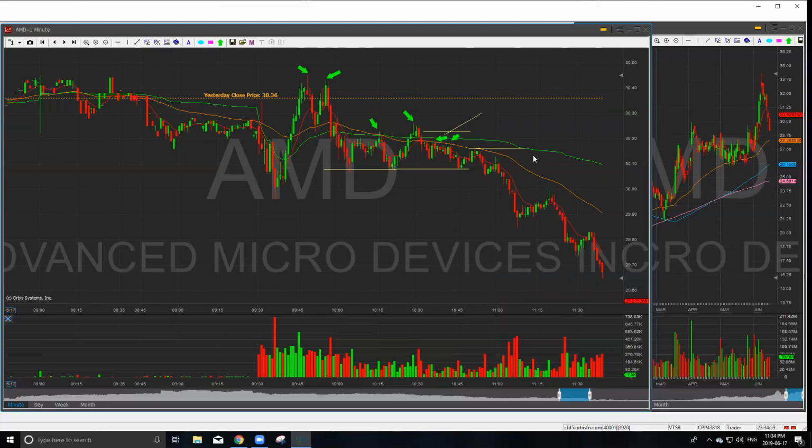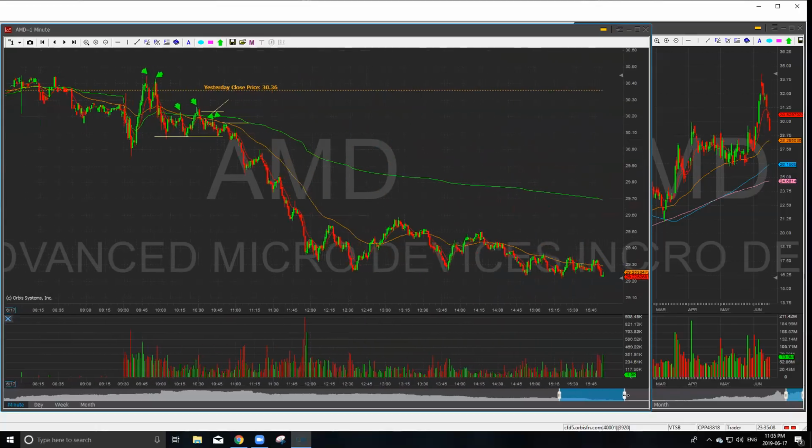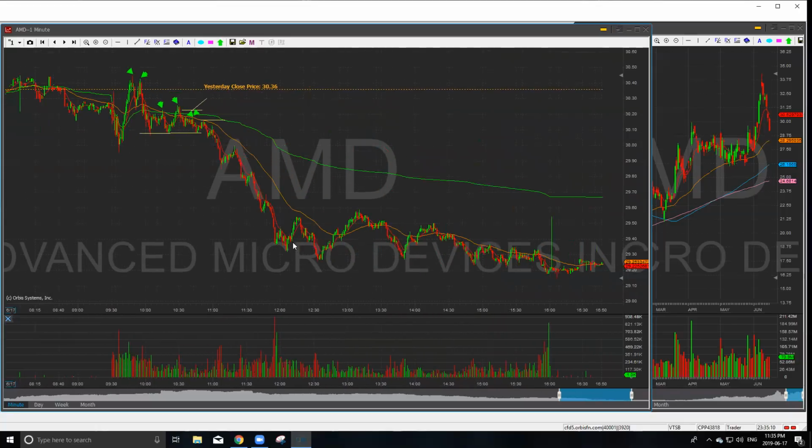Okay, so I gave it 30.17 as my stop, and from there I just rolled it down, and as you can see, it worked out pretty nicely. Okay, so that's basically my trade recap. Initially the long worked well, but it failed from here at yesterday's close, and then it just sold off.